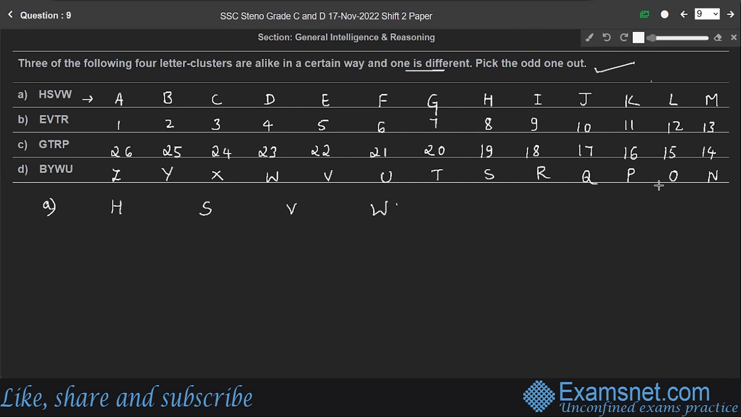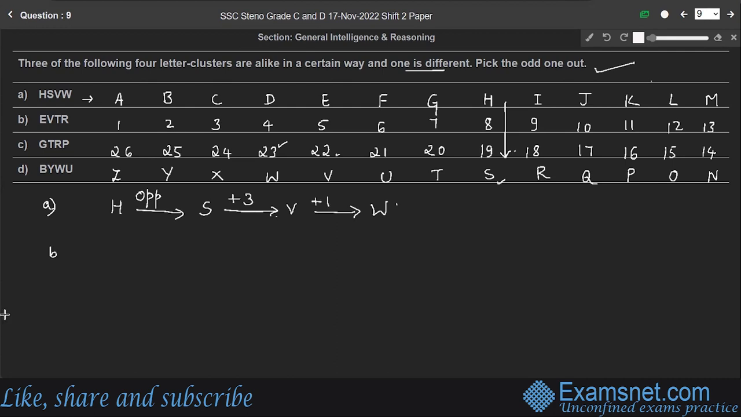Here, H, its positional value is 8. The positional value of S is 19, where H and S are opposite letters. So here I can write H is opposite to S. And the relation between S and V is, the positional value of S is 19, V is 22. So I can write S plus 3 as V. And the positional value of W is 23, of V is 22. So I can write V plus 1 as W.